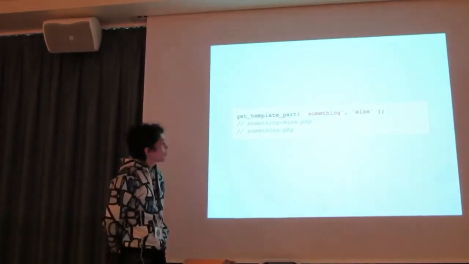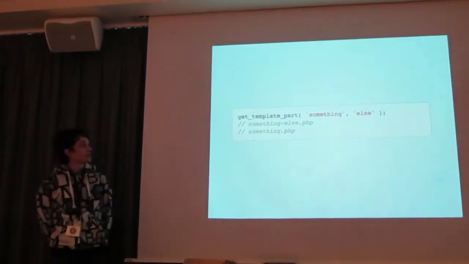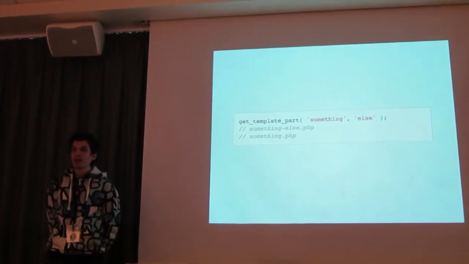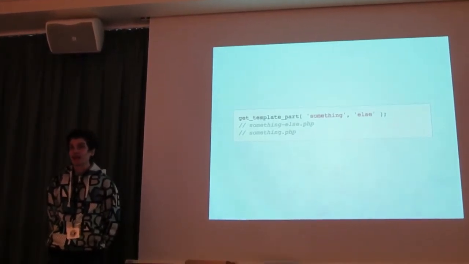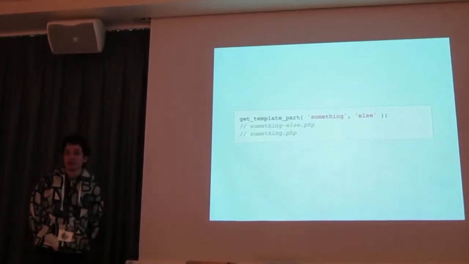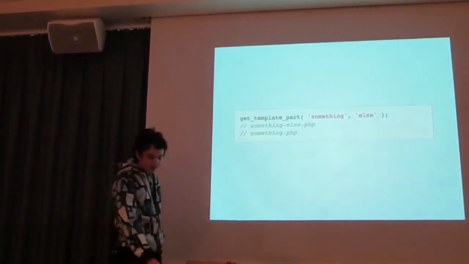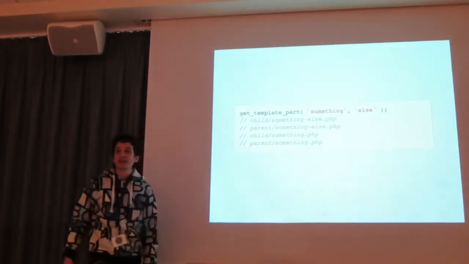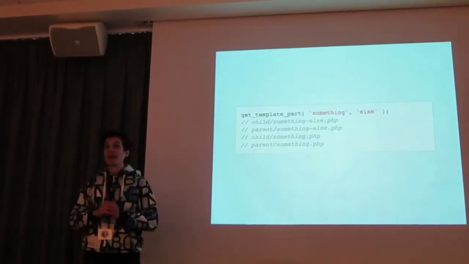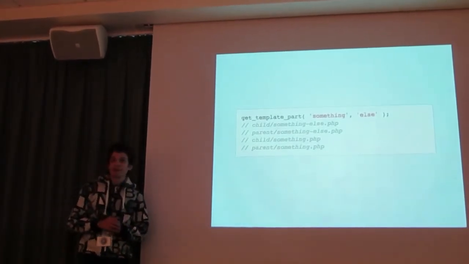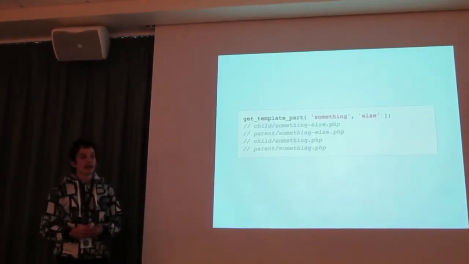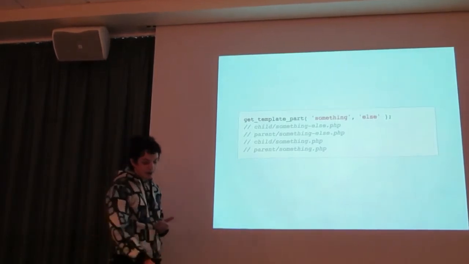Let's take a look at an example with a more complex situation. We have the optional second argument, so get_template_part('something', 'else') will attempt to include something-else.php in your theme, and if that is not found, it will include something.php. In the child theme context, this gets a little bit trickier. First it'll include something-else.php in your child theme. Then it will fall back to something-else.php in your parent theme. If those are not found, it will look for something.php in your child theme first, and finally fall back to something.php in your parent theme.